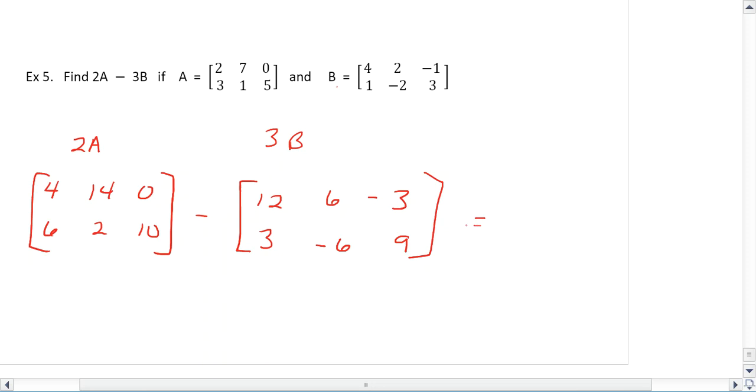And now when we subtract these, we subtract the corresponding elements. 4 minus 12 is negative 8. 14 minus 6 is 8. And 0 minus a negative 3 is a positive 3. The bottom row, 6 take away 3 is 3. 2 minus a negative 6 is 8. And 10 minus 9 is 1. So there's the resulting matrix.